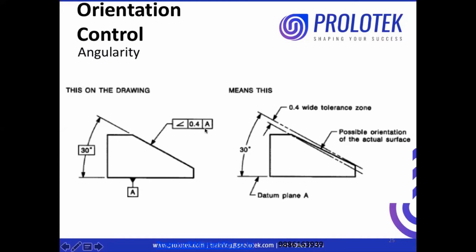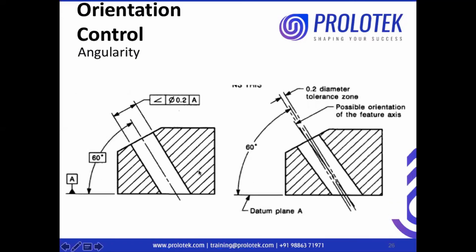What do we mean by angularity? I want to control the angle of this surface with reference to datum A. Then I give angularity. So here this is an application on a prismatic part with surface control. Here we have another application where we have to control the axis of this hole with reference to a datum surface. So this is another possibility. We can control the axis of the hole angle also with reference to the datum. So these are two methods by which we can control angularity.